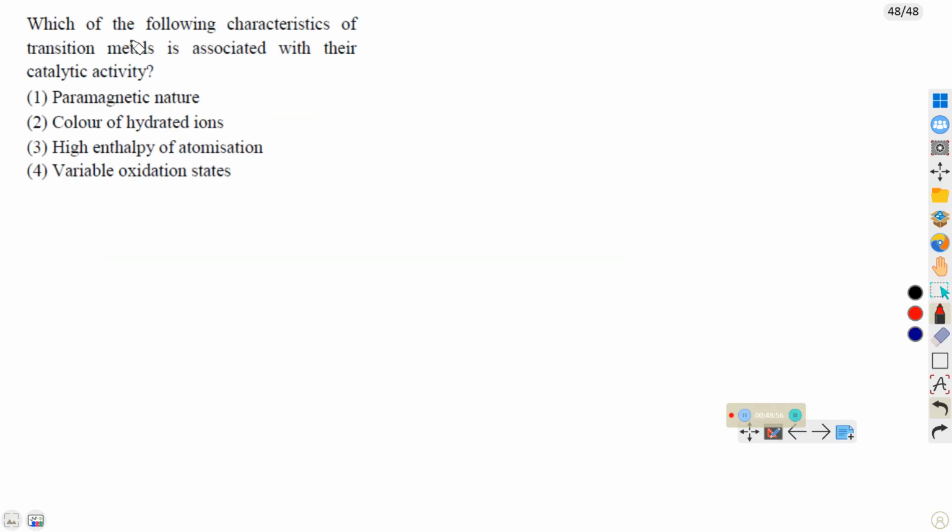Which of the following characteristics of transition metals is associated with their catalytic activity? Catalytic activity is due to variable oxidation states.